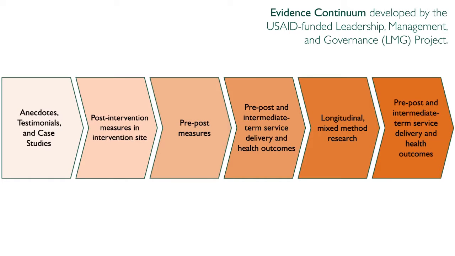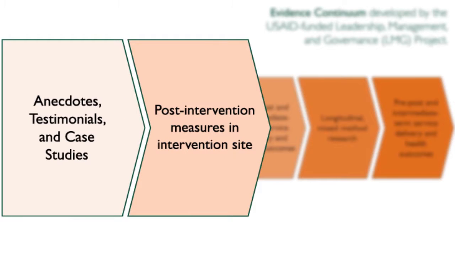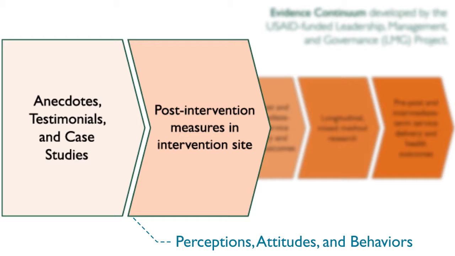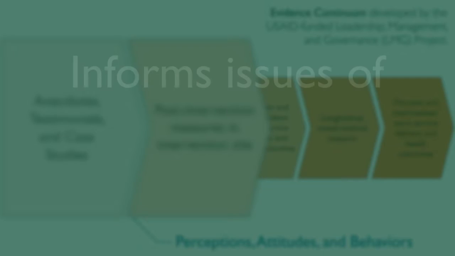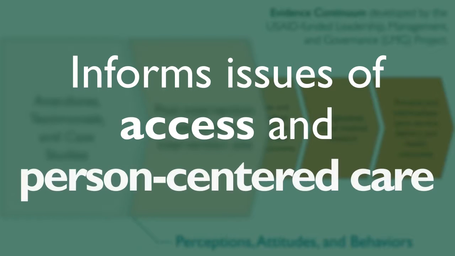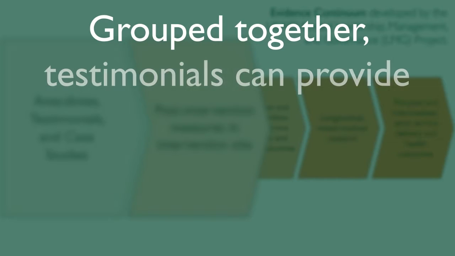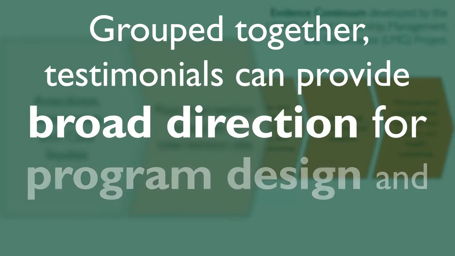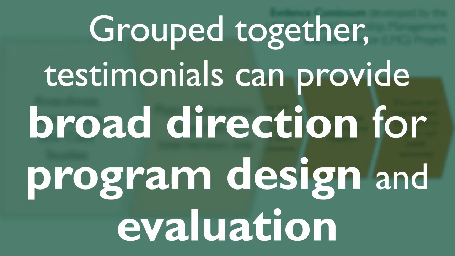The most important point about evidence is to use the right kind of evidence for your intended purpose. If we want to know how a program has affected an individual or a group of people, then anecdotal evidence can provide rich detail on an individual's perceptions and perceived changes in attitudes and behaviors. This information is important to inform issues of access and person-centered care. While we would not change an entire strategy based on one person's opinion, grouped together, testimonials can provide broad direction to be considered in program design and evaluation.